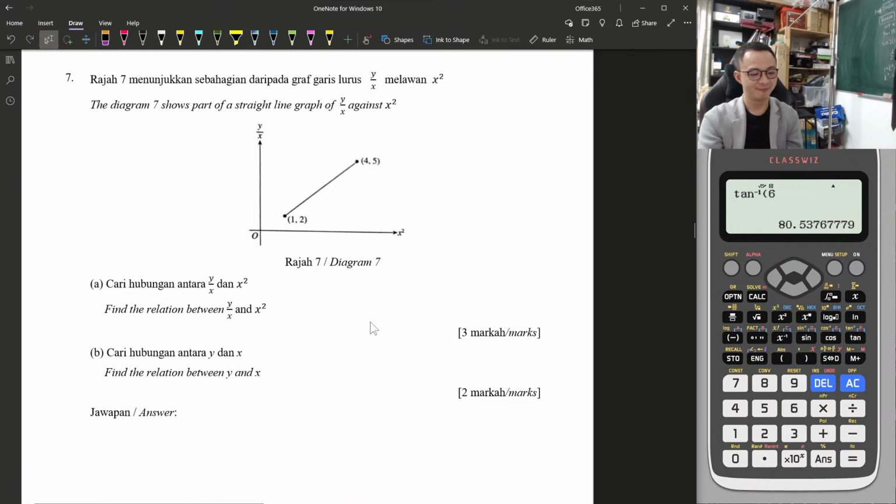Question 7. This diagram shows part of a straight line graph. So this one is the linear law. Find the relation between y and x.